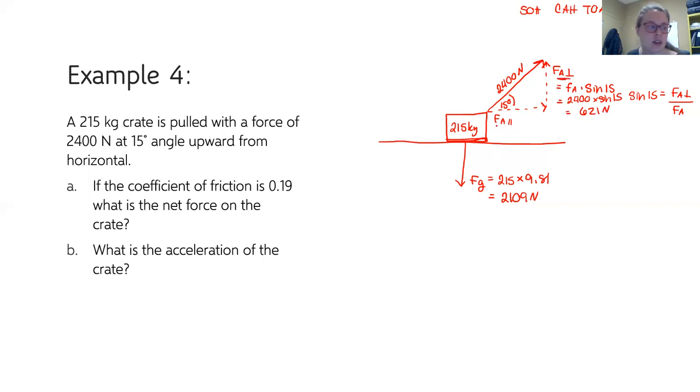Now the parallel force is, we got to figure out what that happens to be. Just give me one sec here. Got to get that ringer stopped.